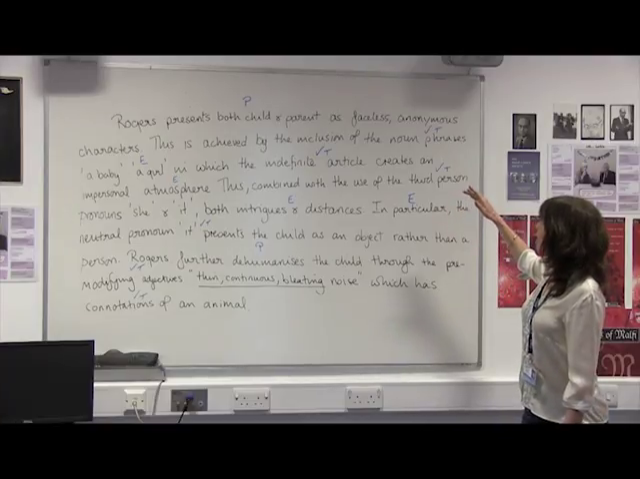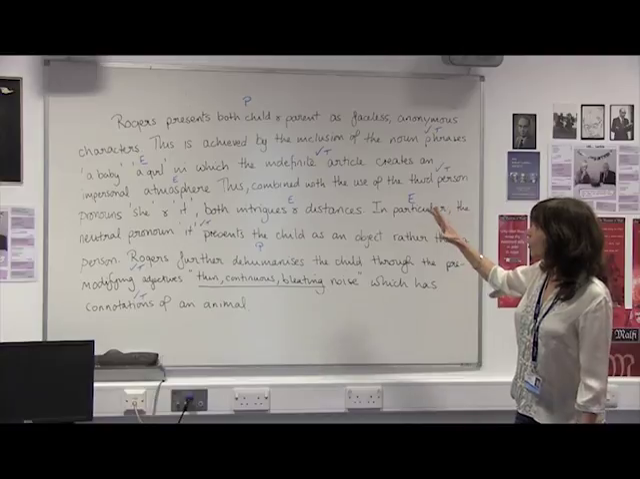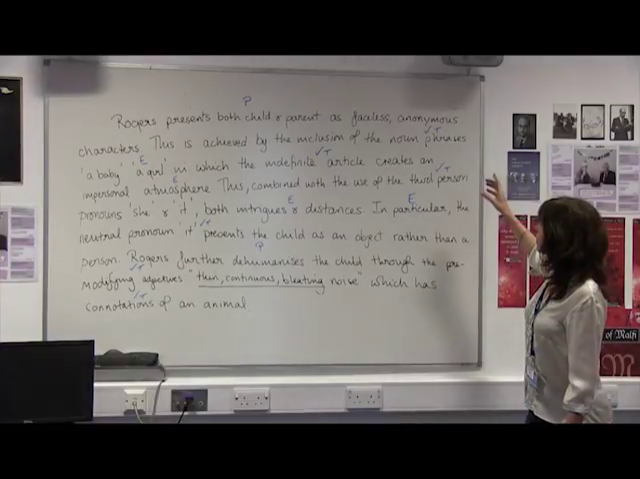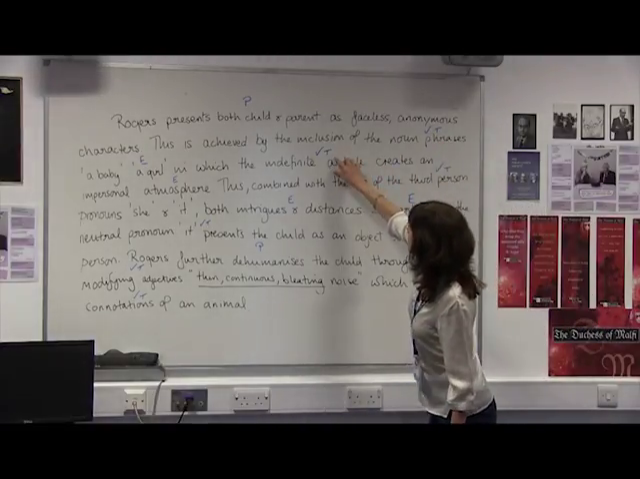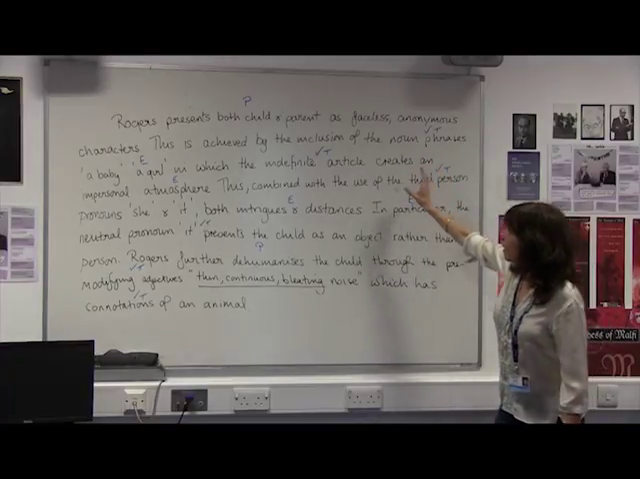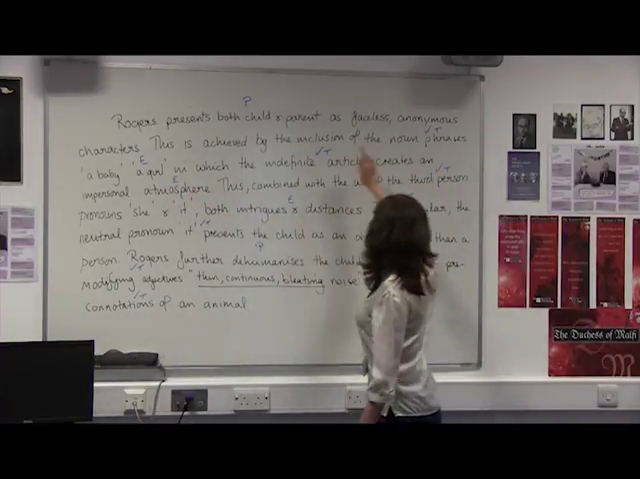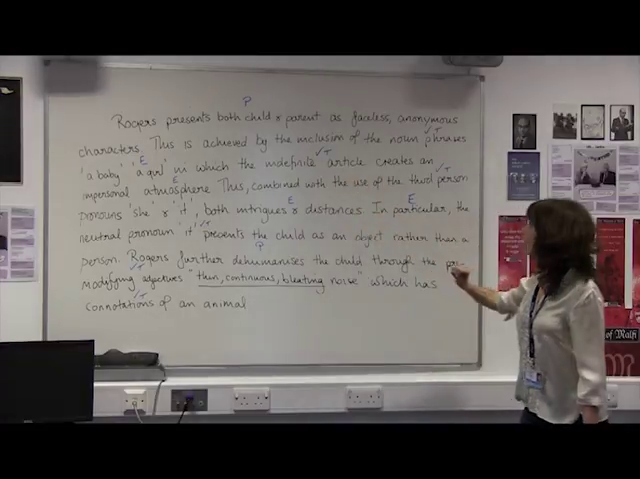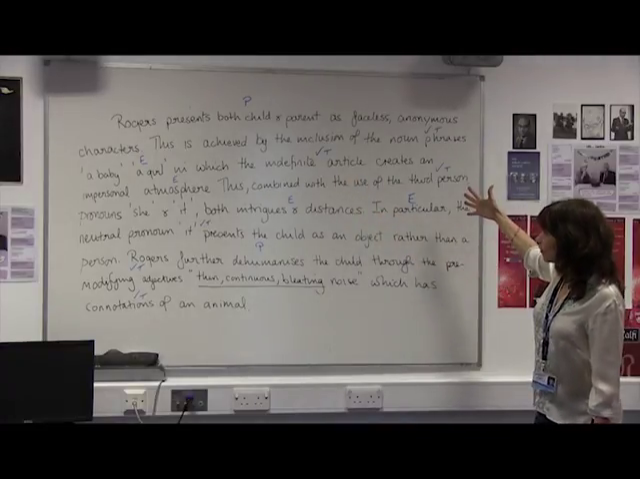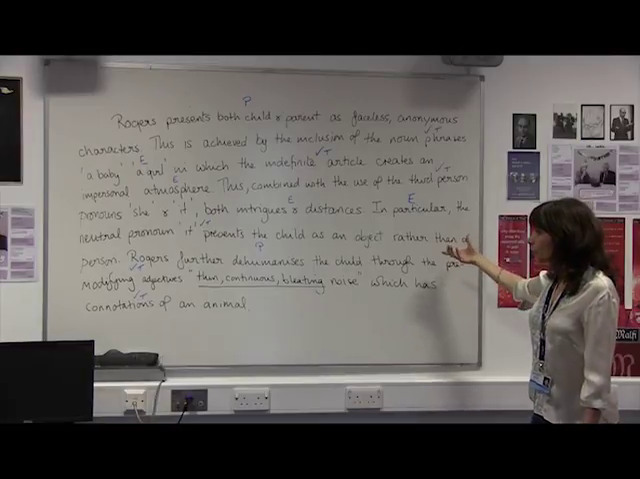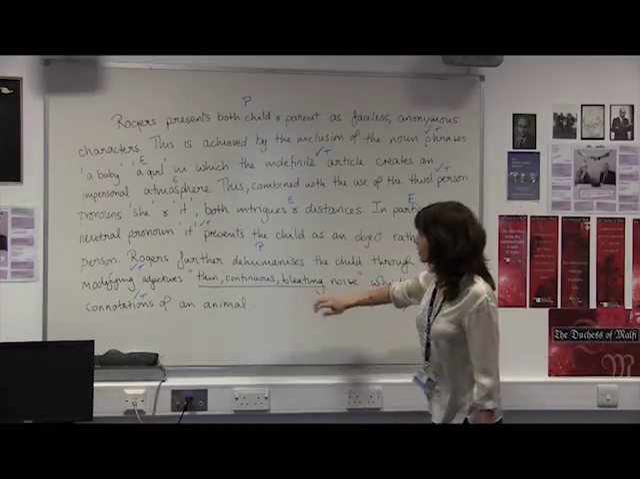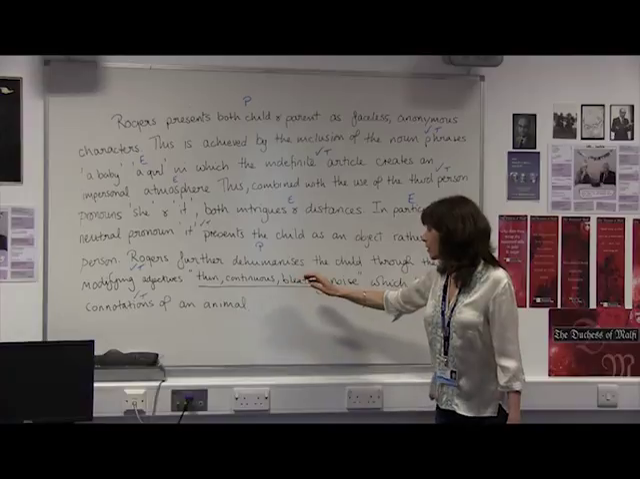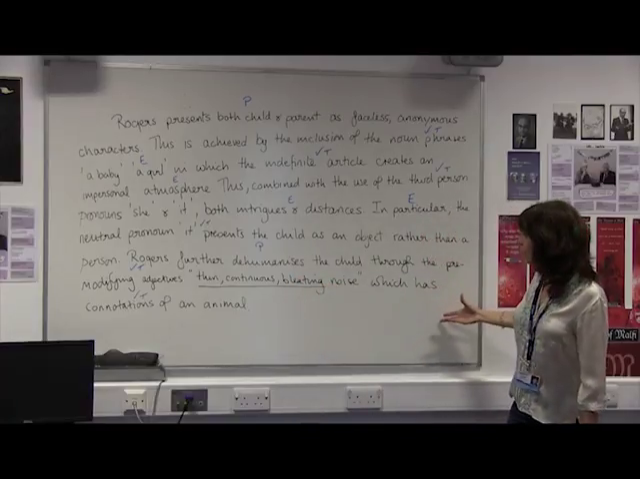This is achieved by the inclusion of the noun phrases a baby, a girl, in which the indefinite article creates an impersonal atmosphere. So we've got a tick for terminology here and here, because that's an accurate use of terminology, and the example links both back to that first term, a noun phrase, but is then explained further in that next term, indefinite article. If we look a little bit further down, we've got a similar example, but in a slightly different way. So here the point is, Rogers further dehumanises the child through the pre-modifying adjectives thin, continuous, bleating noise, which has connotations of an animal.